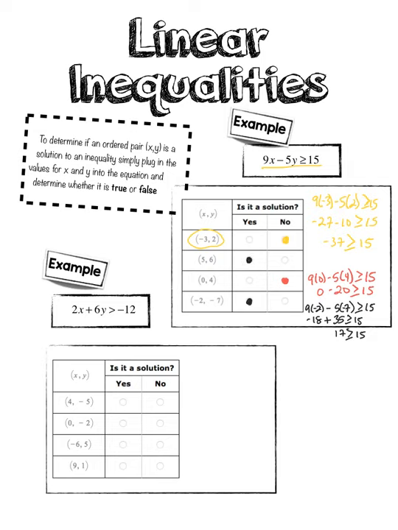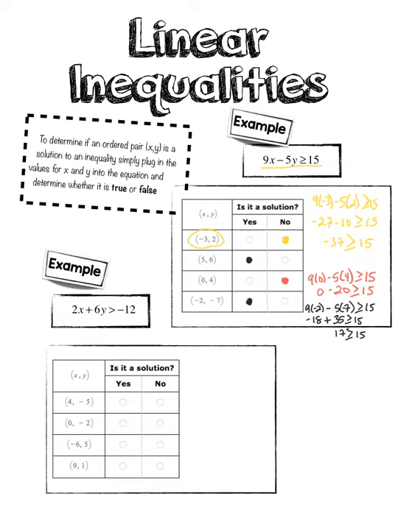Okay, so let's try another one. All you're doing is the math. You're plugging in the numbers. Let's do the first one. 2x plus 6y is greater than -12. Pay attention to the symbol. This is not greater than or equal to. It is just greater than.